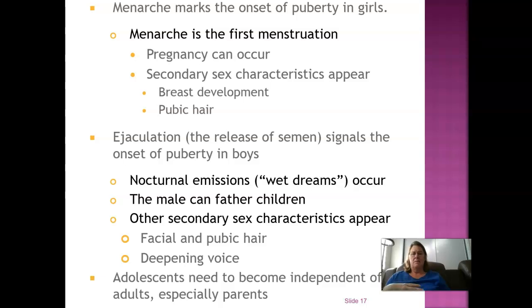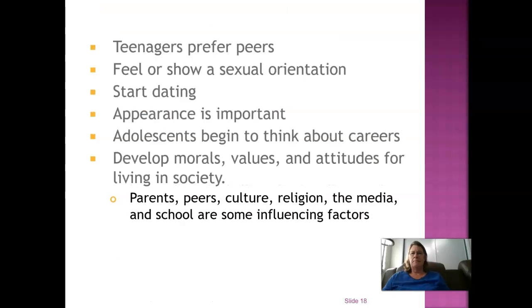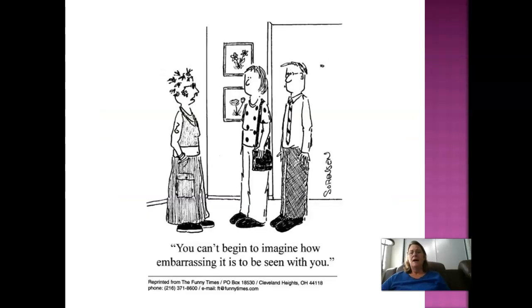They need to learn how to be independent, but they still need guidance in that process. They prefer peers. They start to show or feel a sexual orientation at this point. Appearance is very important to them. And they start, like I said, thinking about careers. What do they need to do to achieve that career? Their parents, their peers, their culture, their religion, media, it's all going to influence them in a lot of these decisions that they're making.